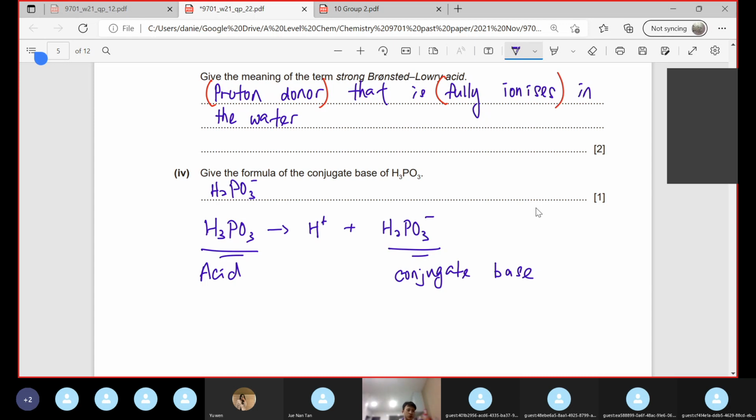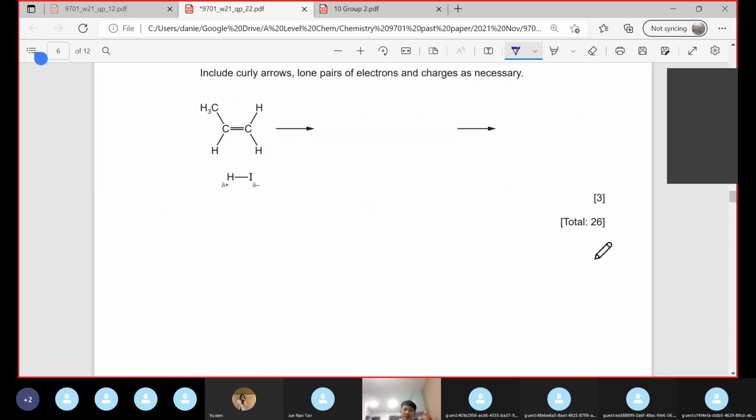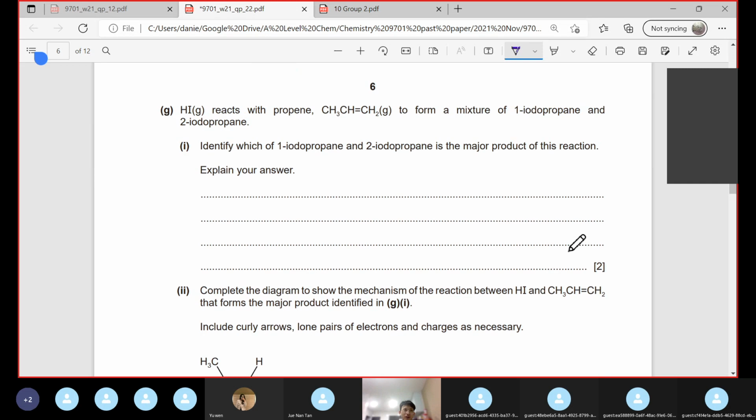Okay, then next is G. Actually, the first question is quite long, as it goes up until G. And the total marks for the first question is 26. It almost covers half of your paper. Half is 30, right? 26 is almost 30 already, half of your paper 1, paper 2 marks.